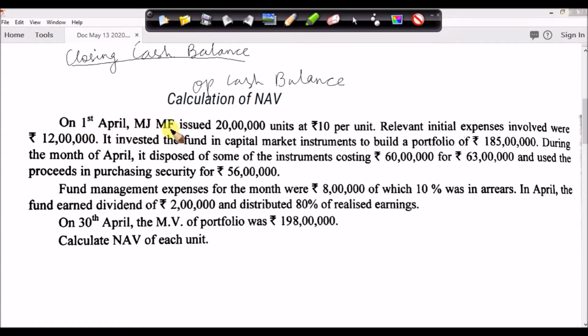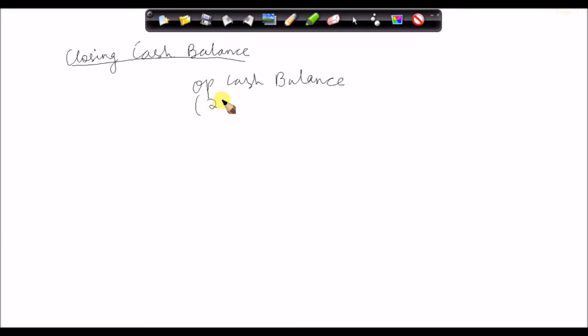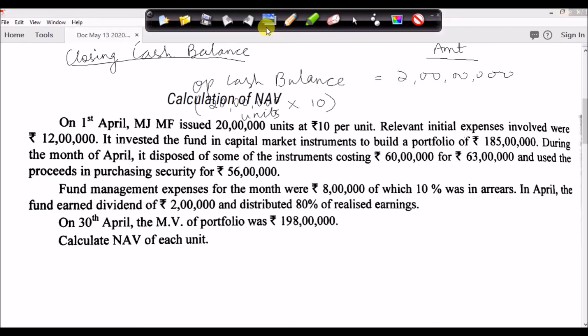On 1st April, the MJ Mutual Fund issued 20 lakh units at rupees 10 per unit. So 20 lakh units at the rate of 10 is going to give you 2 crores. So this much amount we have got from the market by issuing 20 lakh units at the rate of 10. So 2 crores is the amount which we have collected from the market. This is the opening cash balance with us.